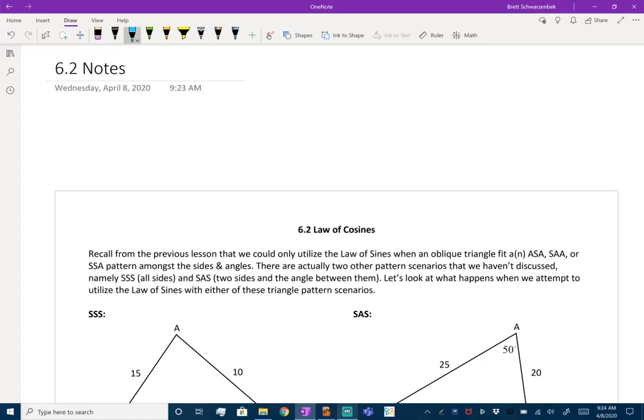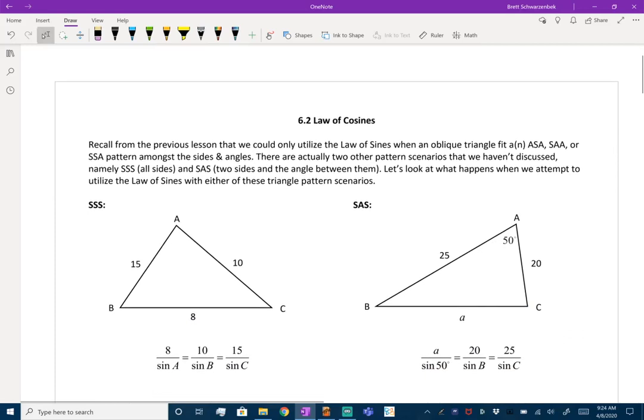This is the 6-2 notes for Precalculus 2. In the previous lesson, you learned about several patterns that allowed us to use the law of sines to find missing angles and sides in an oblique triangle. So what were those patterns?